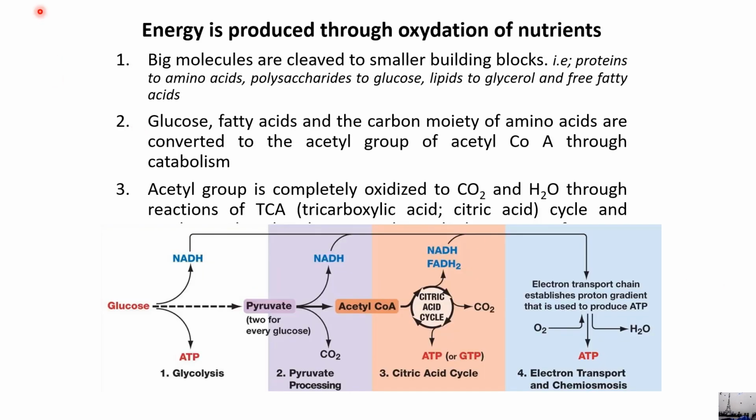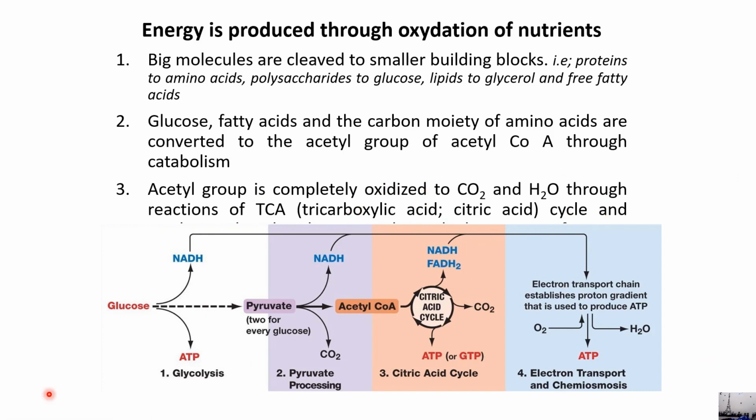So energy is produced through oxidation of nutrients, like big molecules are cleaved to smaller building blocks. There's proteins to amino acids, polysaccharides to glucose, lipids to glycerol and free fatty acids. Glucose, fatty acids and the carbon moiety of amino acids are then converted to the acetyl group of acetyl CoA through catabolism. An acetyl group is completely oxidized to CO2 and H2O through reactions of the Krebs cycle.